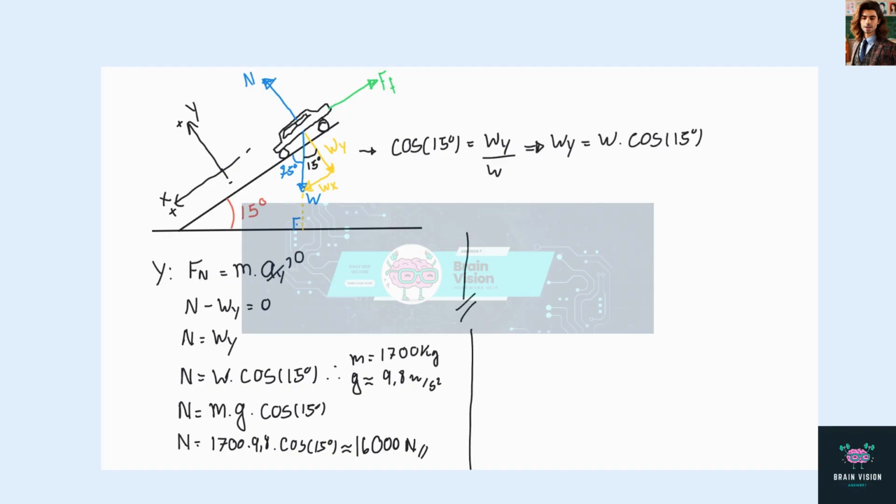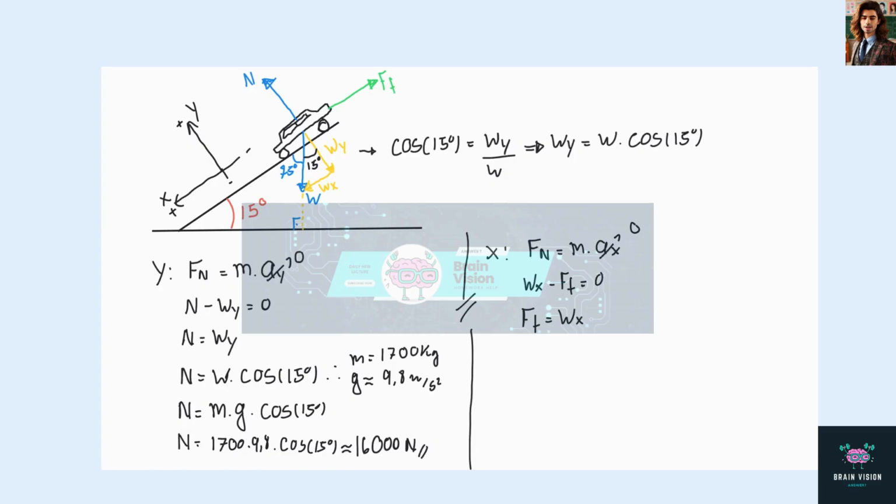Now, we have to calculate the frictional force. To do that, we apply Newton's second law on the x-axis. On that axis, the net force is equal to the mass times the acceleration on that axis. Note that the car is parked, therefore it isn't moving and it's not going to move. So the acceleration on that axis is equal to 0 too. But the net force is composed by two forces: the weight force component x and the frictional force. This is equal to 0. Therefore, the frictional force is equal to the x component of the weight force.